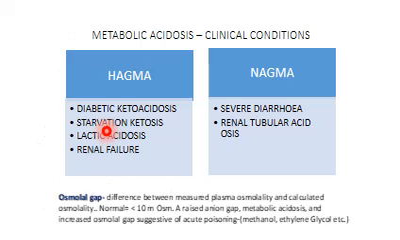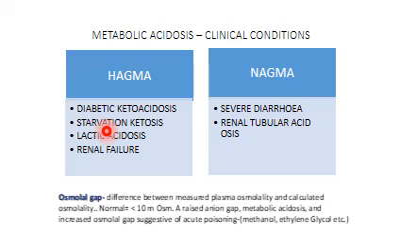Now, what are the clinical conditions where we see a high anion gap? One of the clinical conditions where we see a high anion gap is diabetic ketoacidosis. This is one of the most common conditions where we see a high anion gap metabolic acidosis. Similarly, we can see it in the case of starvation ketosis, lactic acidosis and renal failure. A normal anion gap metabolic acidosis is when there is a loss of bicarbonate, as we can see in the case of severe diarrhea and renal tubular acidosis.